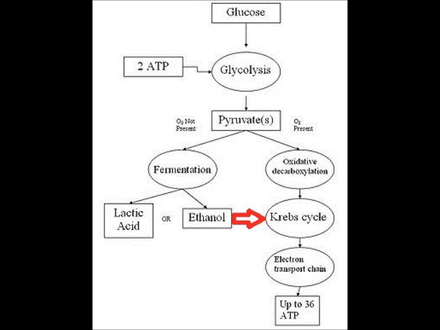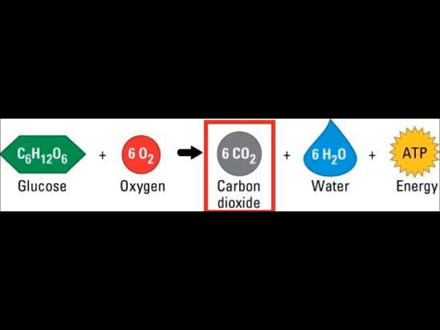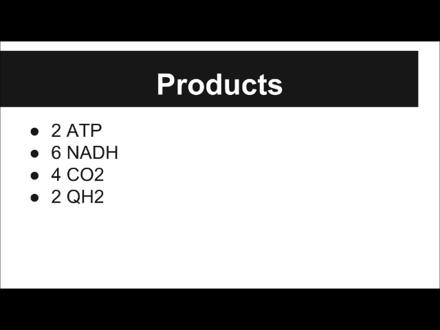For the Krebs cycle, for every glucose molecule there will be 2 cycles in the Krebs cycle. The acetyl CoA that was made before joins with a chemical here to form 6 carbon atoms. The products here are 2 ATP cells, 6 NADH cells, 4 CO2 cells, and 2 QH2 enzymes.